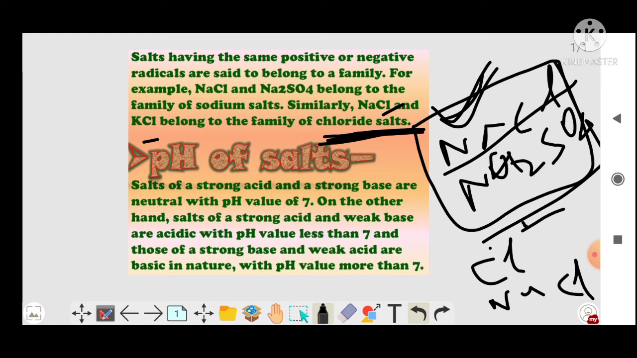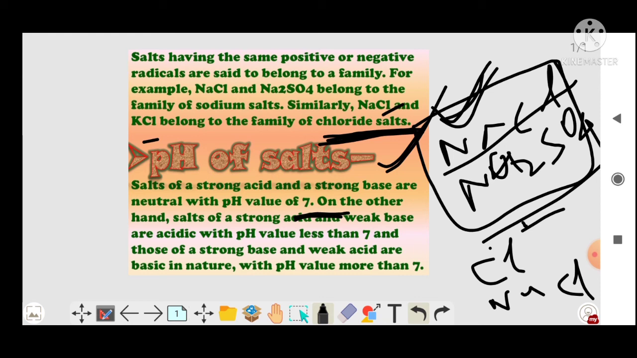ओके, pH ऑफ सॉल्ट्स क्या होता है? देखो सो सिंपल, salts of a strong acid and strong base are neutral with pH of 7. एसिड एंड बेस रिएक्शन करके सॉल्ट प्रोड्यूस होता है, ये हम लोग जानते हैं. देखो सॉल्ट्स ऑफ ए स्ट्रॉन्ग एसिड एंड स्ट्रॉन्ग बेस, जो सॉल्ट प्रोड्यूस होगा वो न्यूट्रल होगा और उसका pH होगा 7. ऑन द अदर हैंड सॉल्ट्स ऑफ ए स्ट्रॉन्ग एसिड एंड वीक बेस, जो सॉल्ट प्रोड्यूस होगा वो एसिडिक इन नेचर होगा, मतलब उसका pH वैल्यू लेस देन 7 होगा.